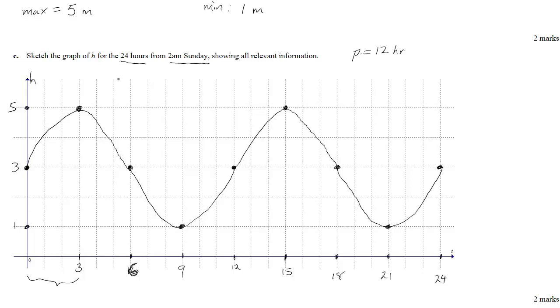Okay, so that is our graph. We should label these important points. So 0 and 3, that is going to be 3 and 5, and you can just go and label these. So 6 and 3, 9 and 1, and so forth. This question's worth 2 marks. We've shown all the relevant information and drawn it to scale, so that should be all we need to do.